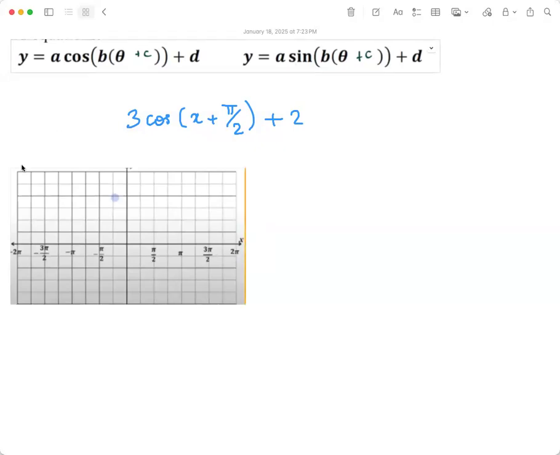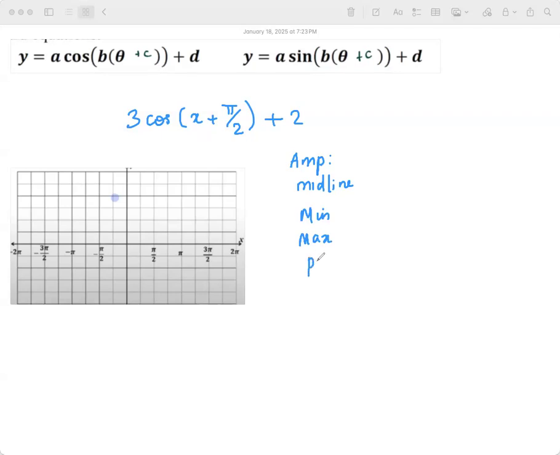If you understand what these stand for, then it should be very easy for you. Amplitude, midline, what else? Min, max, period, phase shift. If you are able to write all of this from the equation, then it's very easy. Can we try? Oh, wow, that was fast. Okay, Vibha, noted.